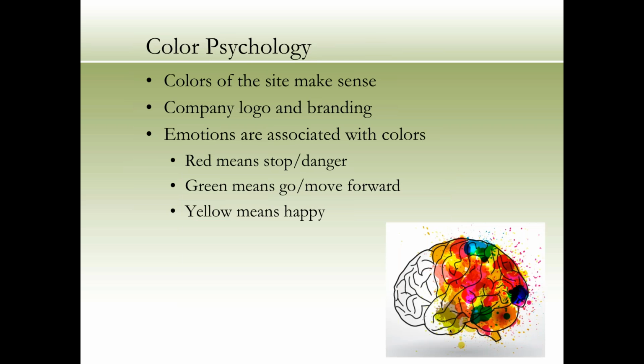Color psychology comes into play here when it comes to building a visually appealing website. And what we mean by color psychology is that different colors mean certain things in your brain, such as red means stop or danger, green means go or move forward, and yellow means happy, just as a few examples. So emotions are associated with different colors. And when we're on websites and we see red, we're like, ooh, stop. Don't go any further, danger. And that's what triggers in our brain.